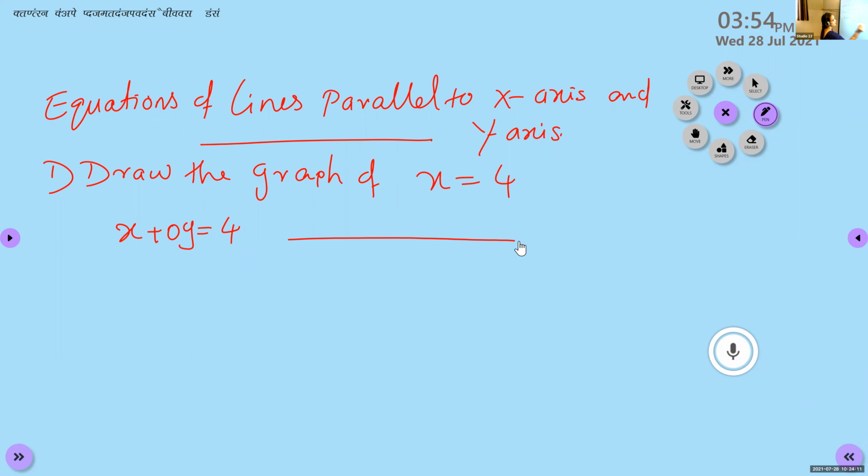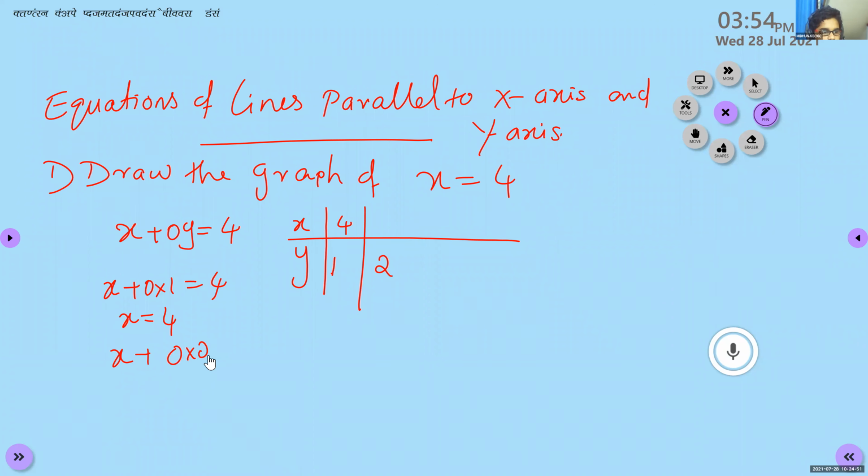Now we will find the solution set. Whatever value we give for y, find what we are getting for x. Suppose we give 1 to y. Then what is the value of x? x plus 0 into 1 equal to 4, so x equal to 4. We got x equal to 4. y equal to 2 again: x plus 0 into 2 equal to 4, x equal to 4.